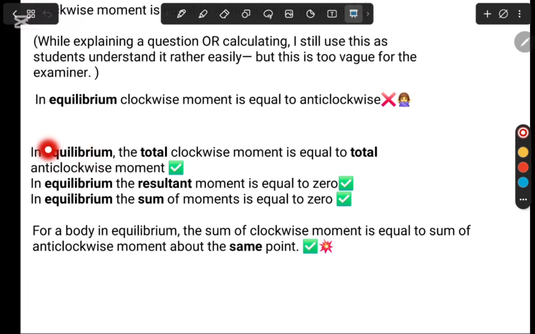And that is: in equilibrium, the total clockwise moment is equal to the total anti-clockwise moment. That's going to get you that 1 mark on the spot. You can be sure that you will get that 1 mark. Then here, this is the simple definition. You don't have to write too much for this, but it conveys the same meaning. In equilibrium, the resultant moment is equal to 0. In equilibrium, the sum of moments is equal to 0. Basically, you add all the moments, it's going to give you 0.